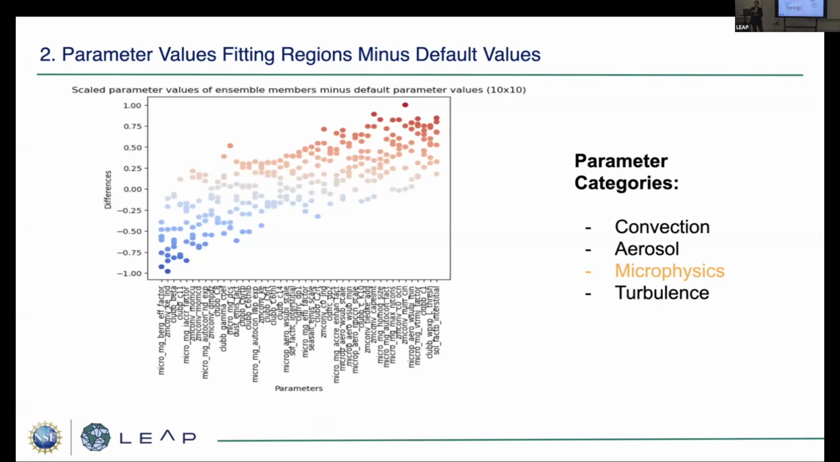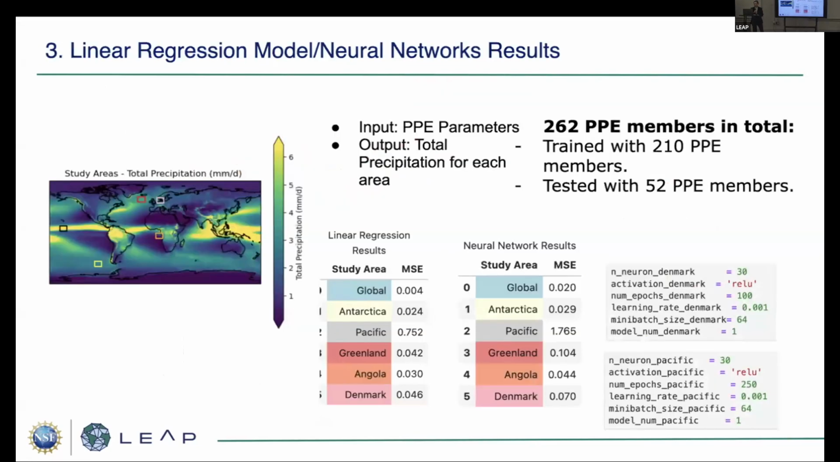And lastly, I tried to create a linear regression model and a neural network with the parameter values to predict precipitation outputs. You can see what I found for the different areas down here, along with the mean squared error for the test data set. Generally, the linear regression model did better than the neural network.